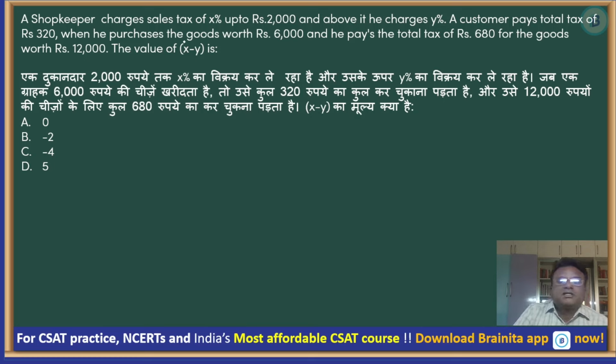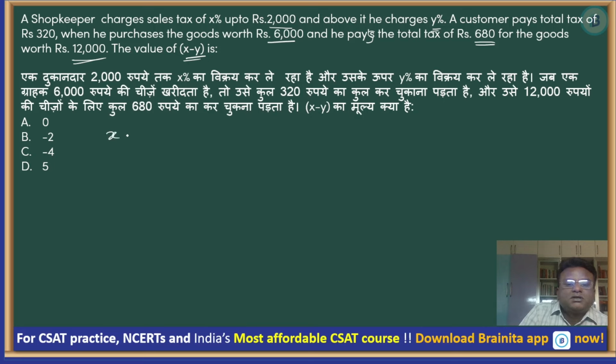A shopkeeper charges sales tax of x% up to rupees 2000. So up to 2000 rupees he charges x% tax. Above it he charges y%. Whatever amount after that, he charges y%. A customer pays total tax of 320 when he purchases goods worth 6000, and he pays a total tax of rupees 680 for goods worth rupees 12,000. The value of x minus y is. What is the tax up to 2000?